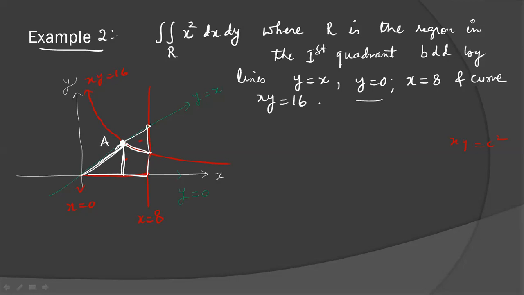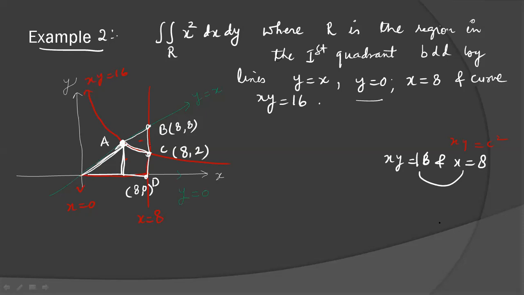Suppose this is your A, this is your B, this is your C, and this is your D. So the coordinate of D is (8, 0). If you put y equal to x here, the coordinate of B will be (8, 8). What will be the coordinate of C? C is the intersection point of xy equal to 16 and x equal to 8. If you put x equal to 8, you will get y equal to 2. A is the intersection point of xy equal to 16 and y equal to x. If you put y equal to x, you will get (4, 4). So now you have all the coordinates here.